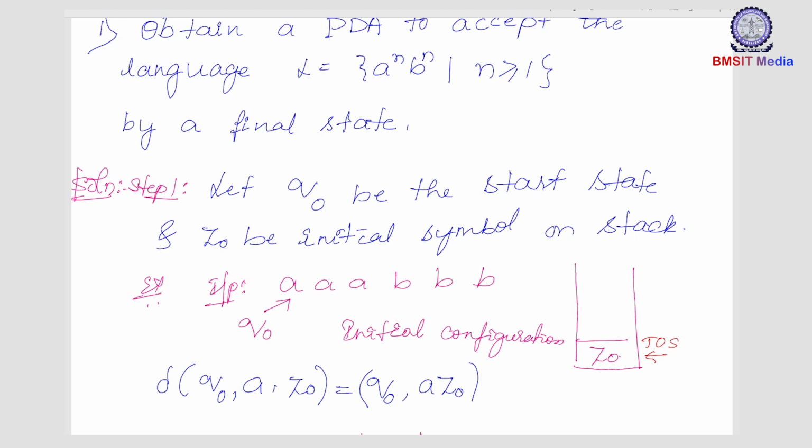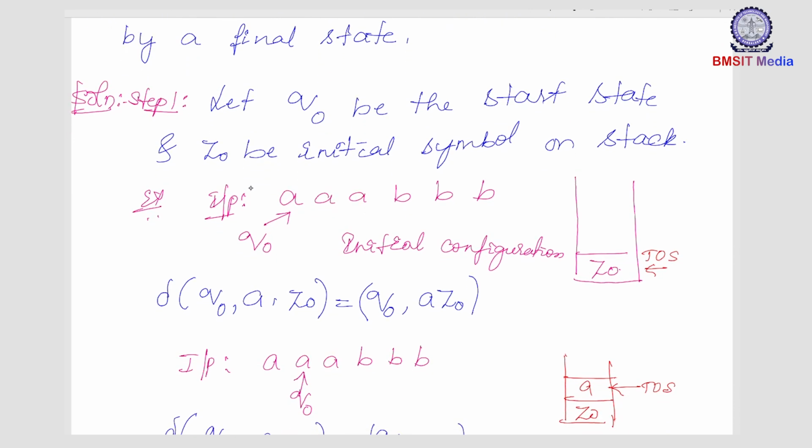Finally, after we pop all the A's, the number of A's will be equal to the number of B's. So there will be no more A's left to read. At that time, we will be having epsilon input, but the top of the stack will be Z0. When that situation is encountered, we change the state again and make it the final state. So for doing this, let's see how to write the transitions.